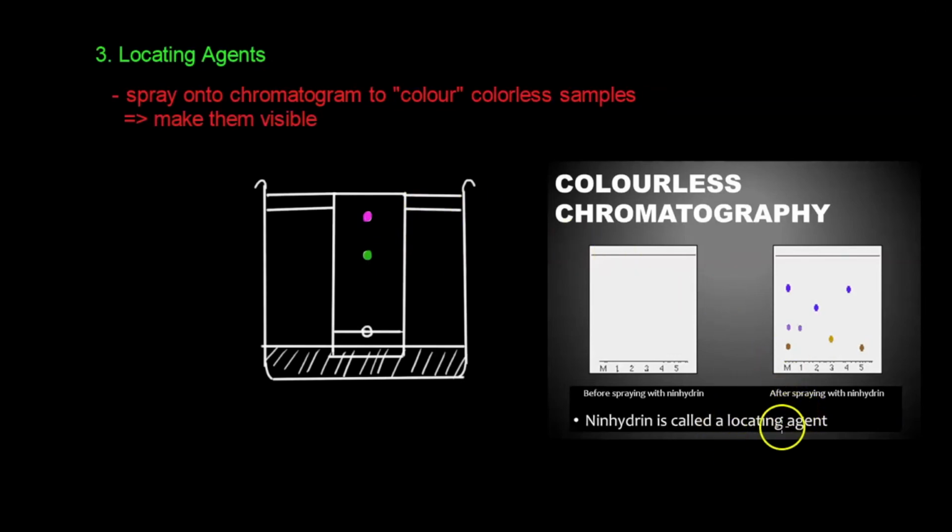So in your syllabus, you don't have to name any locating agents. But one example is ninhydrin. This is the overall idea for locating agent. And with that, these are the three ways you can use your results from your paper chromatography to do analysis.